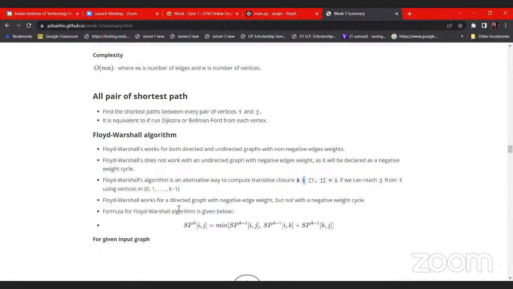And Floyd-Warshall works for a directed graph with negative weights, but not with a negative weight cycle. So these points are very important and commonly asked in the exam. And the formula for the Floyd-Warshall algorithm is given below. This is the important formula used in the Floyd-Warshall algorithm.